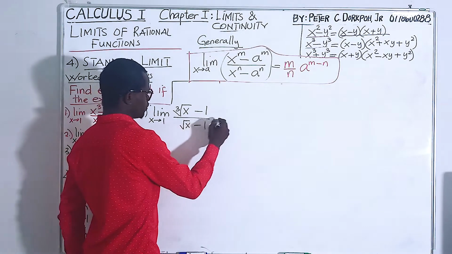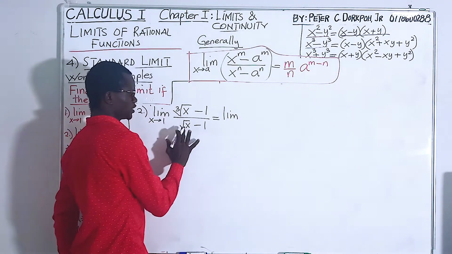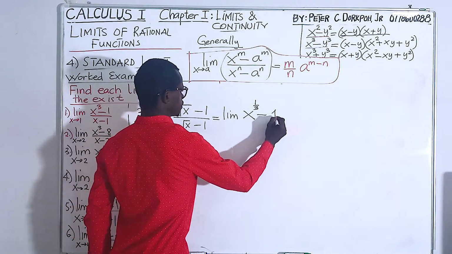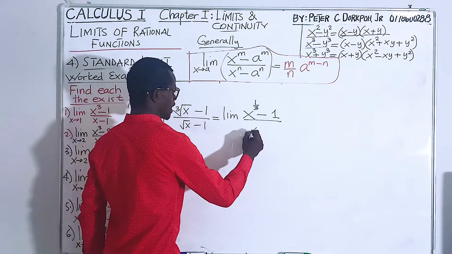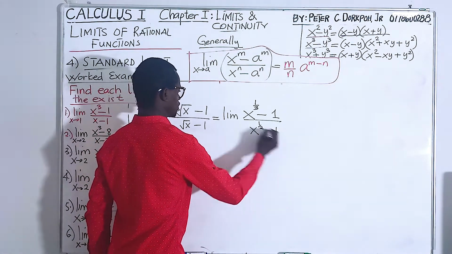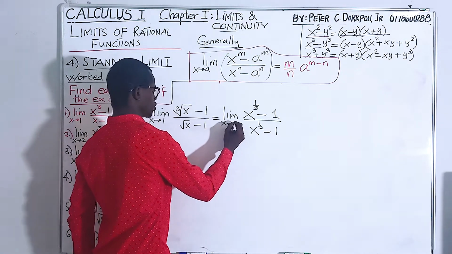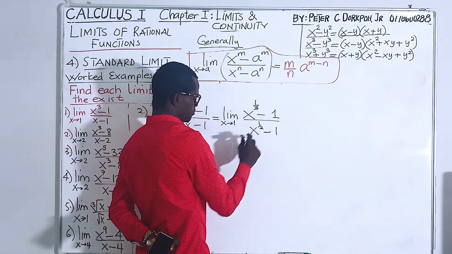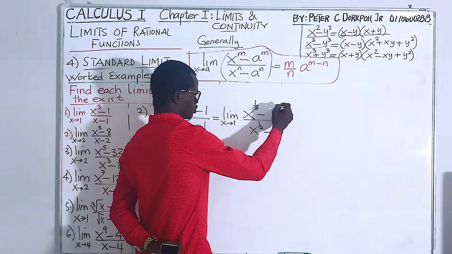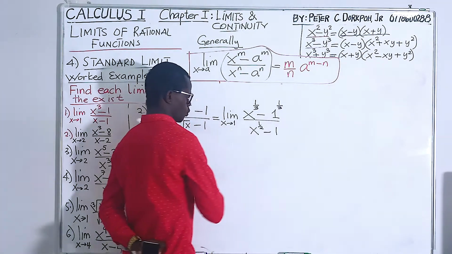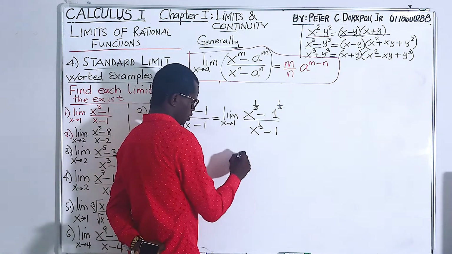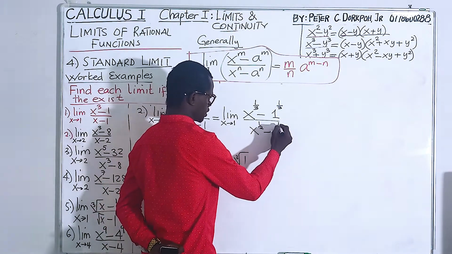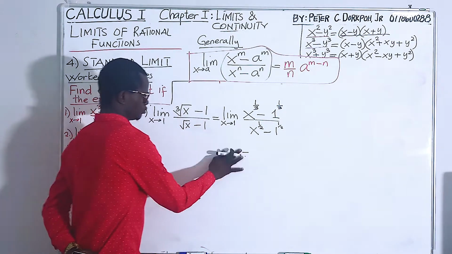So the first thing we can do, we write it in the form of exponent. So this is x raised to the power 1 over 3 minus 1, all divided by x raised to the power 1 over 2 minus 1, as x is approaching 1. So now, do you know that 1 can be raised to any power and it's still 1? So we can raise this 1 to 1 over 3. Meaning the cube root of 1 is just equal to 1. The fourth root of 1 is 1. The square root of 1 is 1. So we can also say 1 raised to the power 1 over 2.